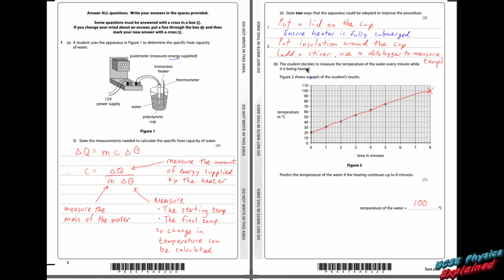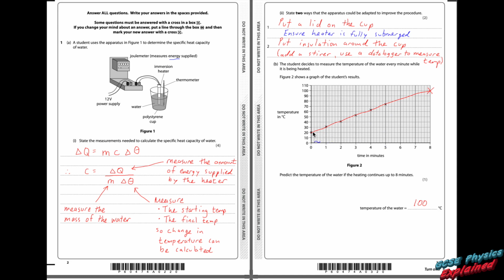Part B. The student decides to measure the temperature of the water every minute while it's being heated. And there's a graph. Minutes along the bottom, temperature up the side. Predict the temperature of the water if the heating continues up to 8 minutes. So you can see originally they've only recorded the temperature up to 5 minutes.